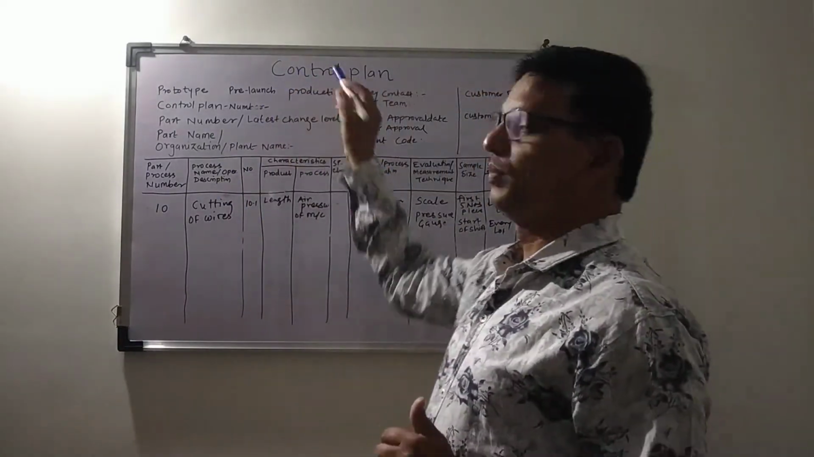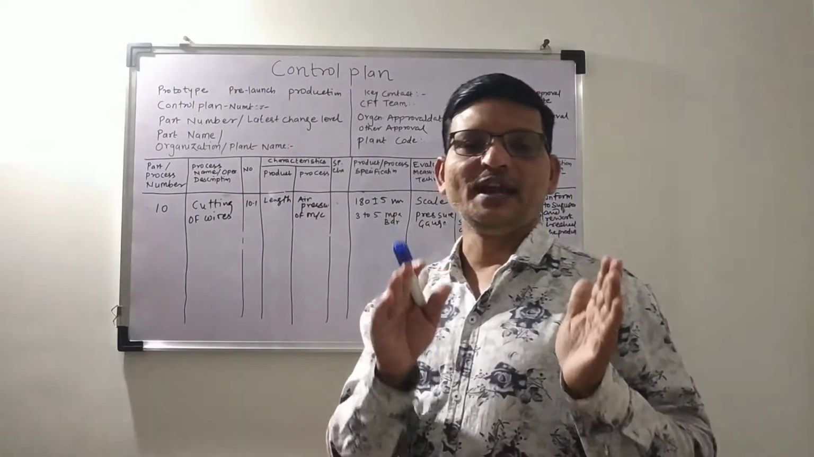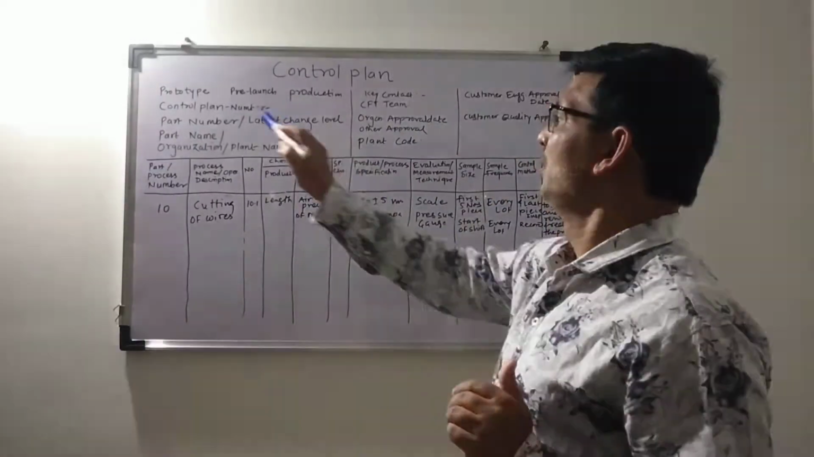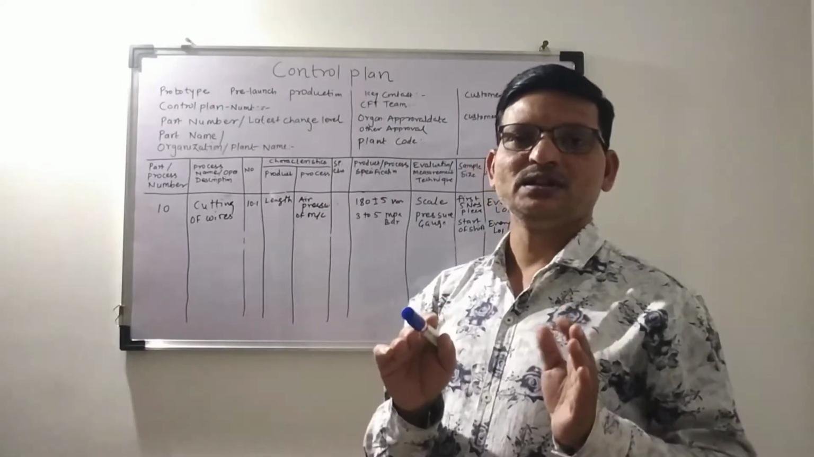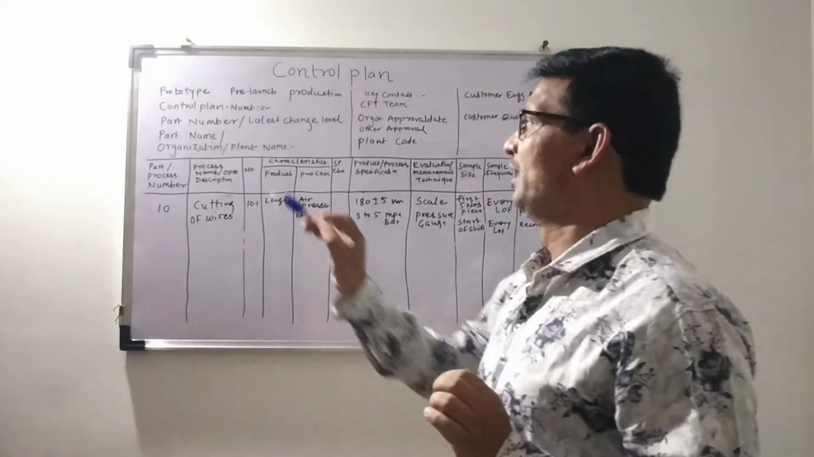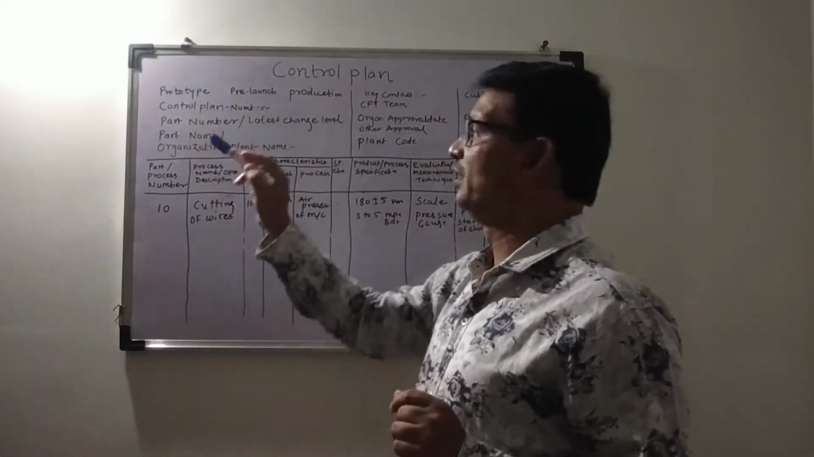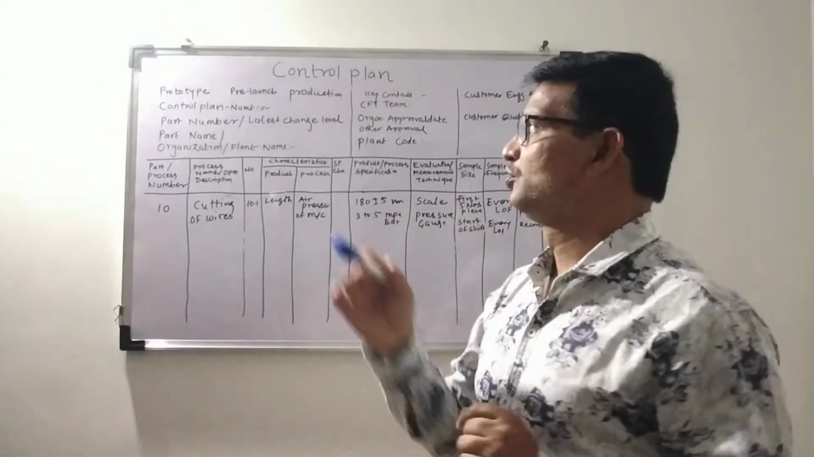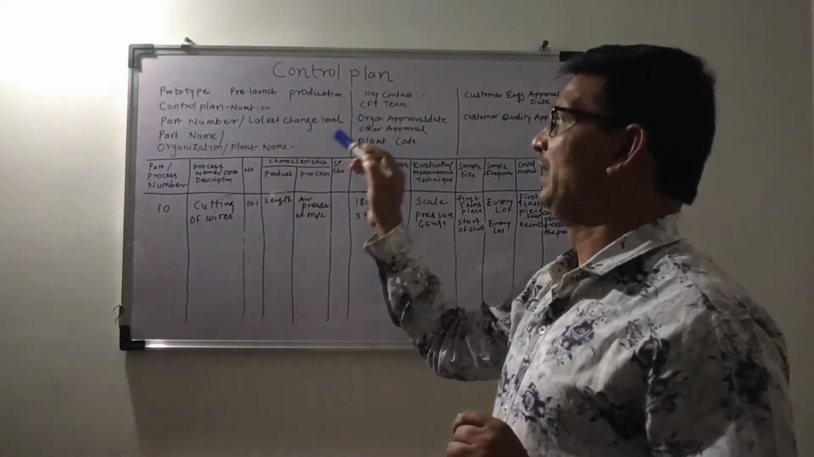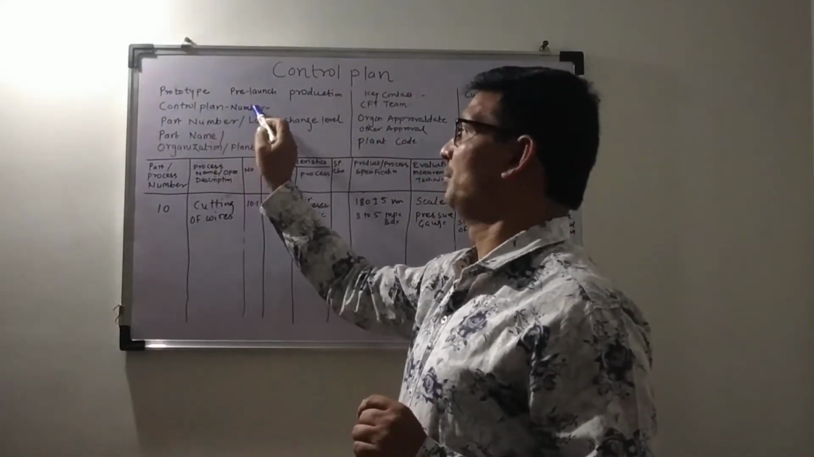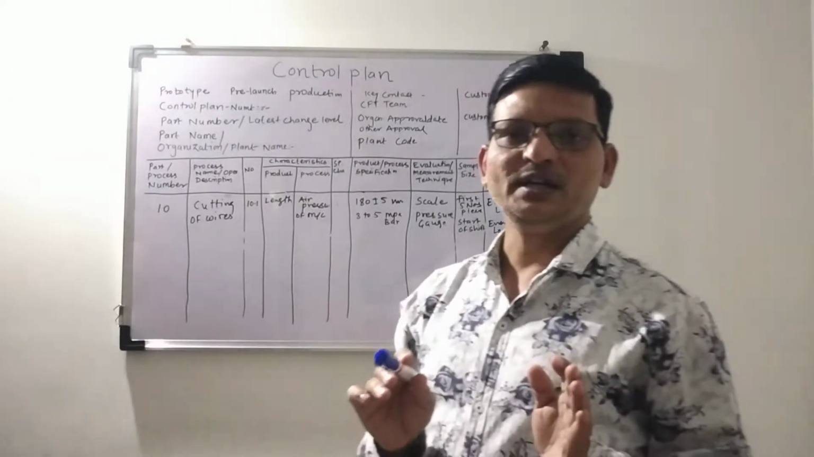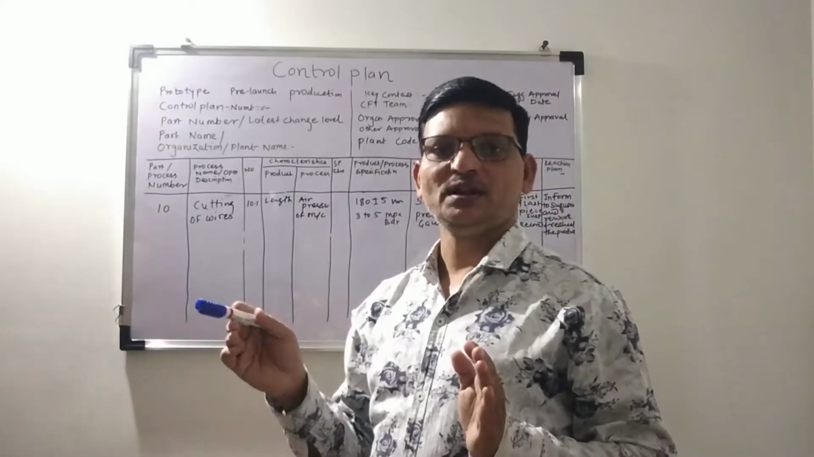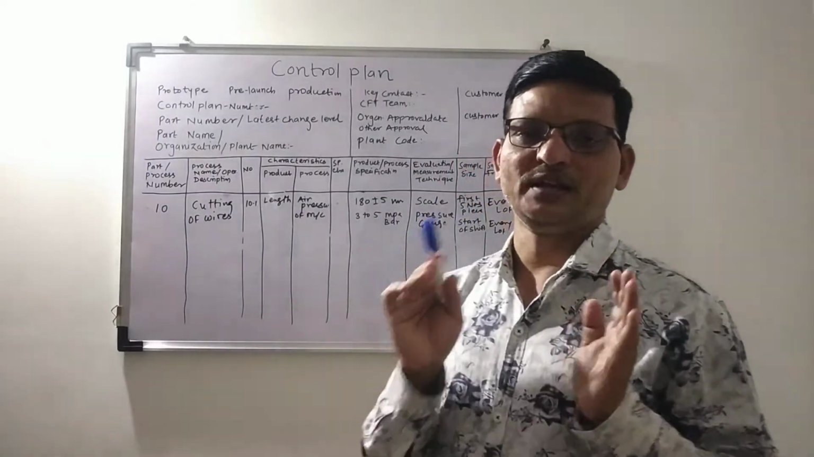So control plan, it is from AIAG, Automotive Industry Action Group. In control plan there are types: a prototype control plan, a pre-launch control plan, and a production control plan. After that, in the heading there is a control plan number. Control plan number is an identification of that product and that control plan.